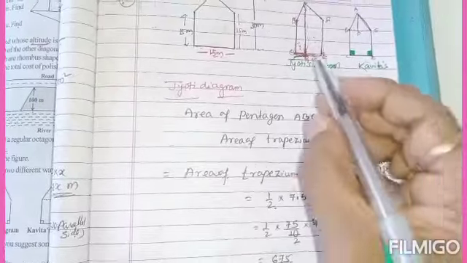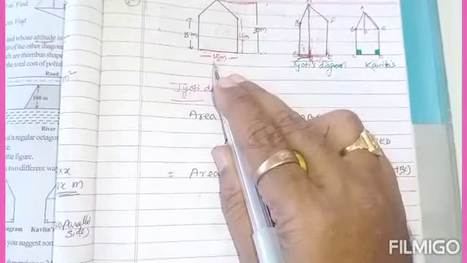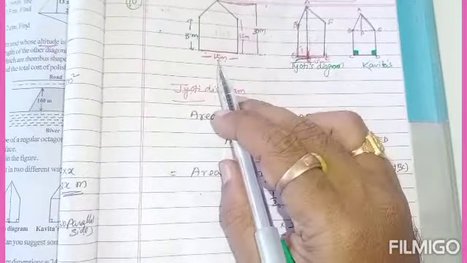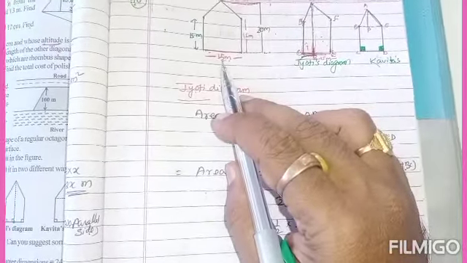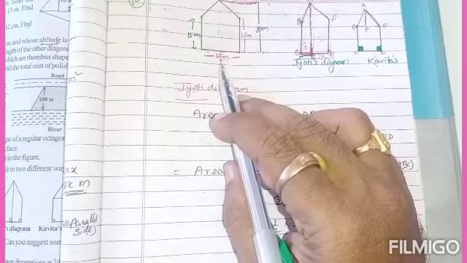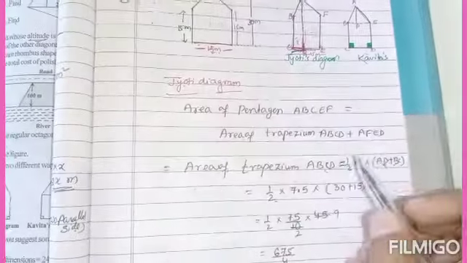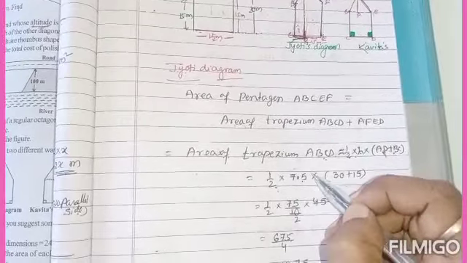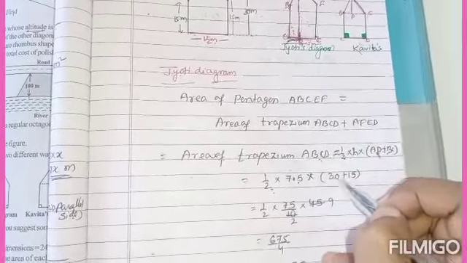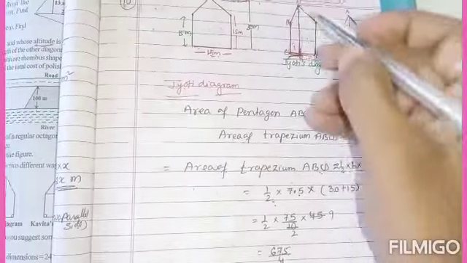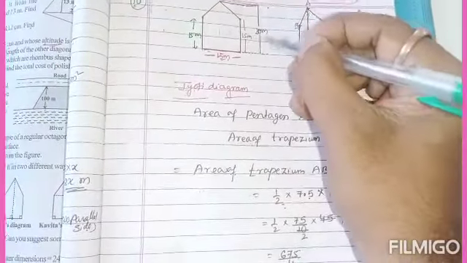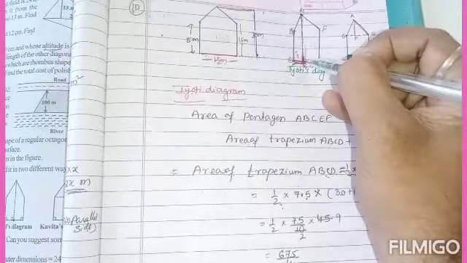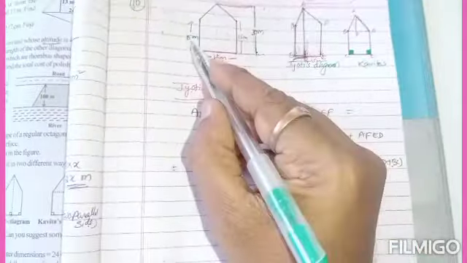Okay, so total length is 15 meters. So we are dividing it into two equal parts. So we have to divide this 15 into two parts, it means divided by 2. 15 divided by 2 means 7.5. So 1 by 2 into 7.5 into 30 plus 15. Okay, AD is 30 because of the total height, this is total height 30. AD is 30 and BC is given as 15.